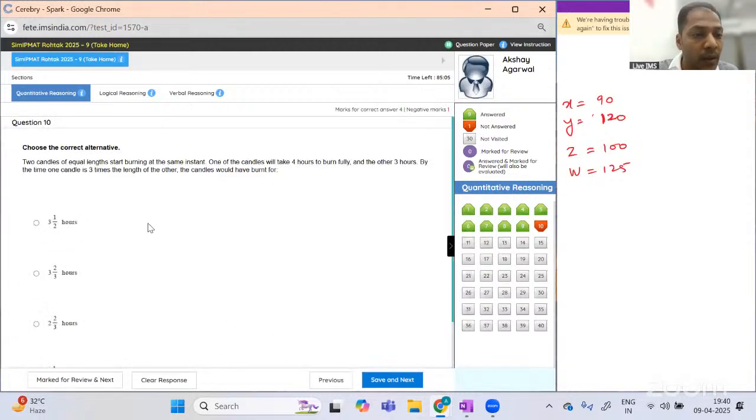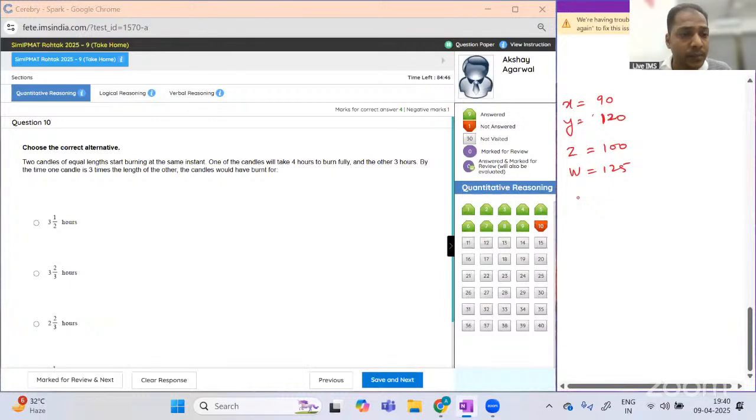Moving on. Two candles of equal length start burning at the same instant. One of the candles will take 4 hours to burn fully, the other one 3 hours. By the time one candle is 3 times the length of the other, the candle should have burned for how long? One candle is 3 times the length of the other. So basically, okay, let me take the candles to be of length 12.